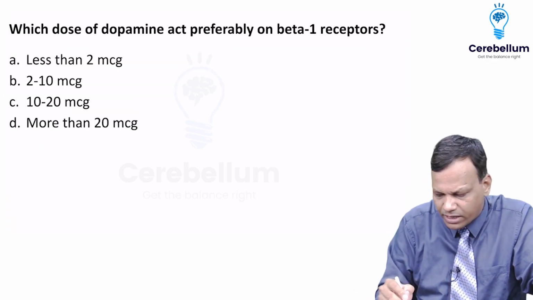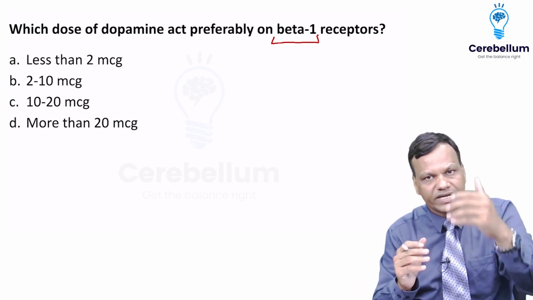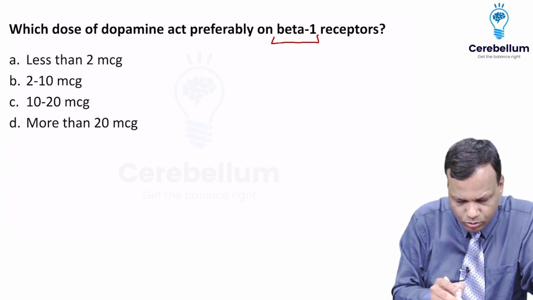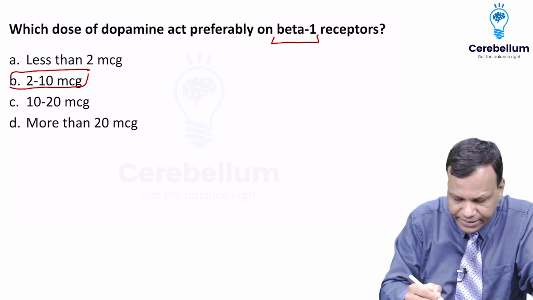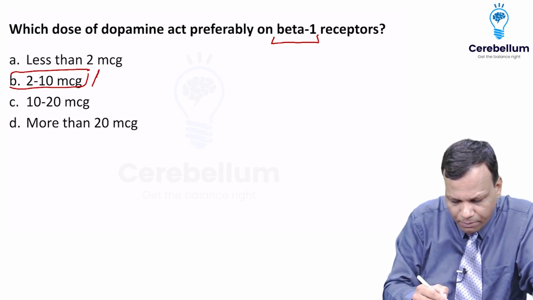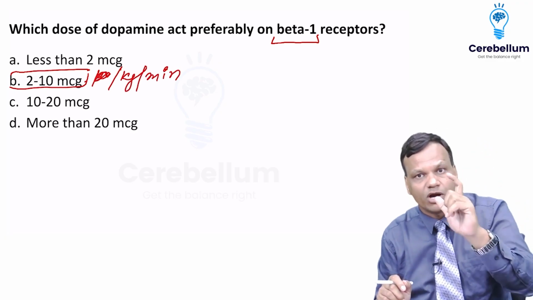Which dose of dopamine acts preferably on beta 1? Remember, intermediate dose: D1, beta 1, alpha 1, and intermediate is 2 to 10. This is not the exact dose they have written. Ideally, they should write 2 to 10 microgram per kg body weight per minute. That is the right dose. Not only microgram, it is microgram per kg body weight per minute.